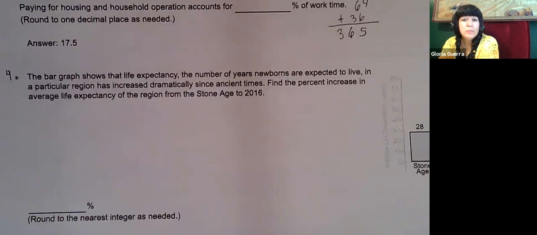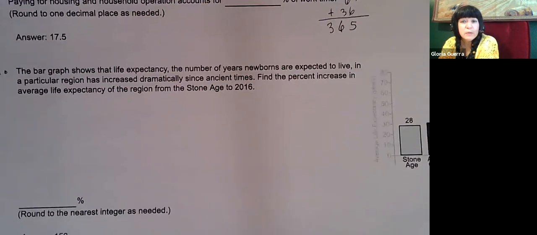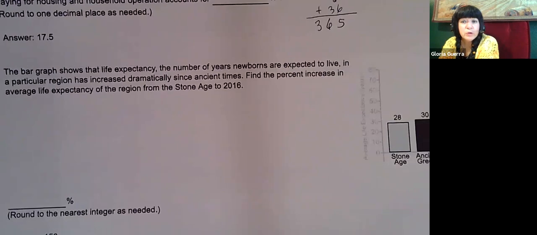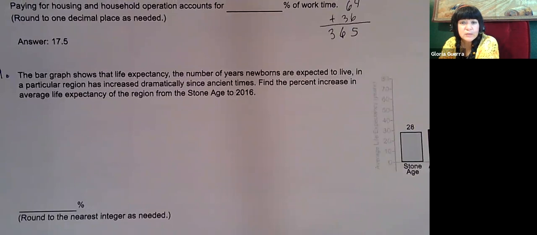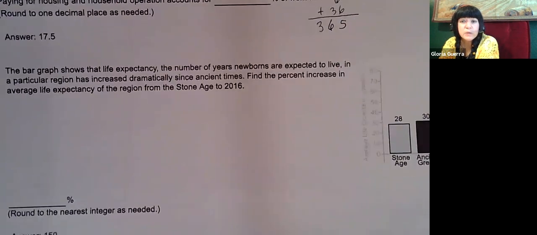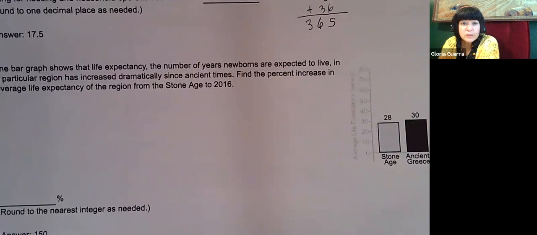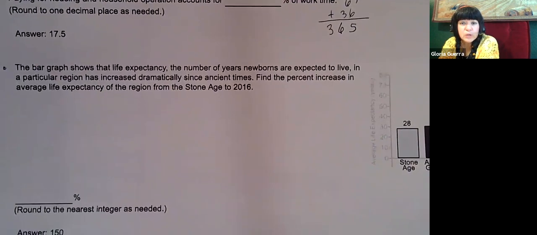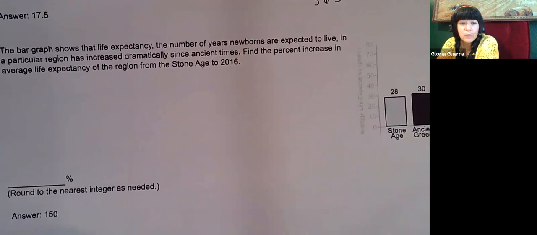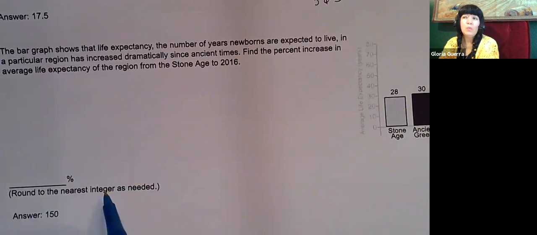So this says that the bar graph shows that life expectancy, the number of years newborns are expected to live in a particular region, has increased dramatically since ancient times. Find the percent increase in average life expectancy of the region from the Stone Age to 2016. Round to the nearest integer, which is the nearest ones place or the whole number.